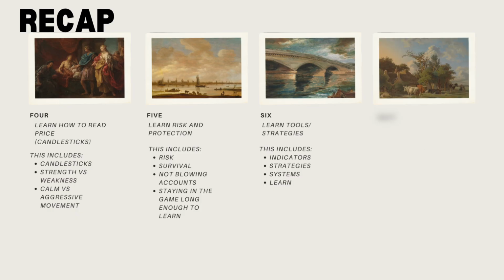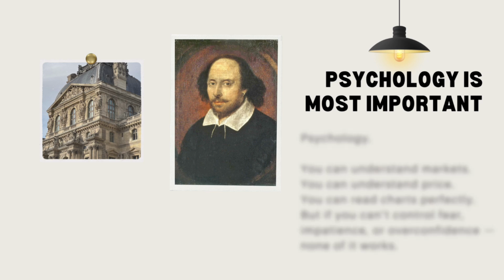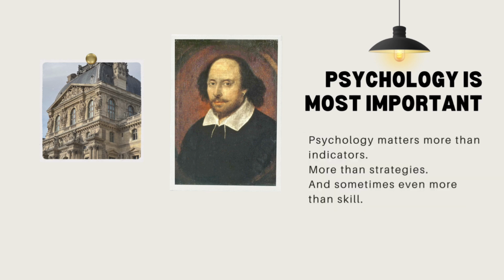I want to end with this because this is actually the most important thing of trading. Psychology. You can have a deep understanding of markets. You can understand price very well. You can read charts perfectly. But if you cannot control yourself, your fear, your impatience, or overconfidence, then none of this will work. Psychology matters more than indicators, more than strategies, and sometimes even more than skill. Trading will test you. So learn the rules, master yourself, and honor the process that it takes to win at trading.